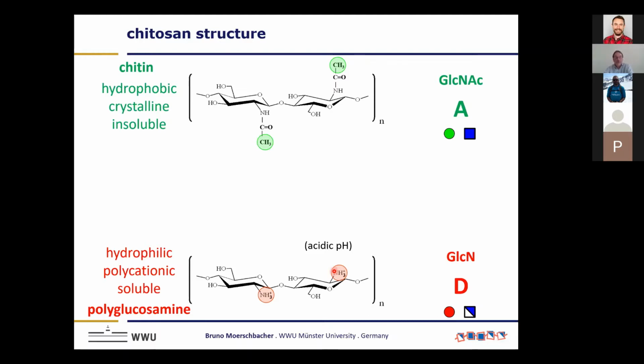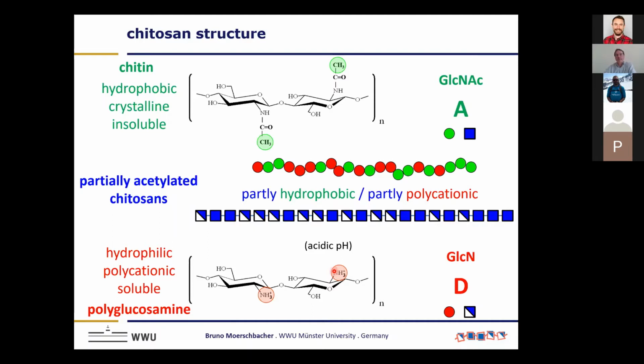Of course, the most interesting chitosans for us are the partially acetylated chitosans. So those which still contain some acetylated hydrophobic residues, but also some deacetylated cationic residues. So you end up with a polymer that is partly hydrophobic and partly polycationic. And this, of course, matches well most other macromolecules and polymers in biological systems, which are also partly hydrophobic, but then partly polyanionic. So the distribution of hydrophobic patches and polycationic sites will determine the interaction of chitosans with a lot of other molecules. And this is what we are trying to understand.